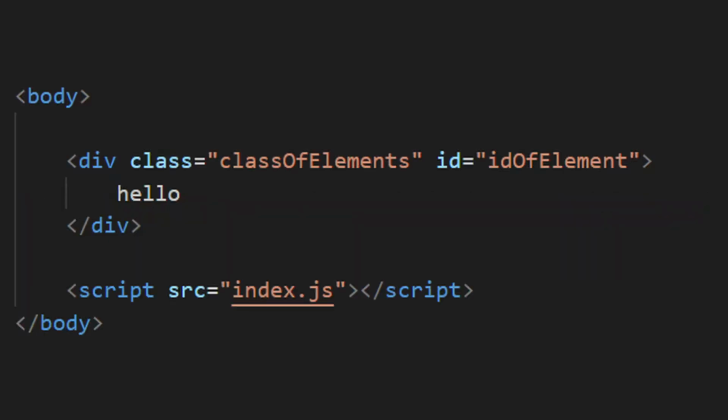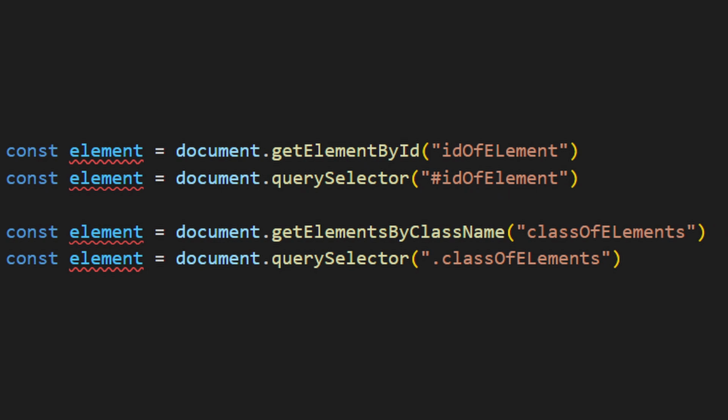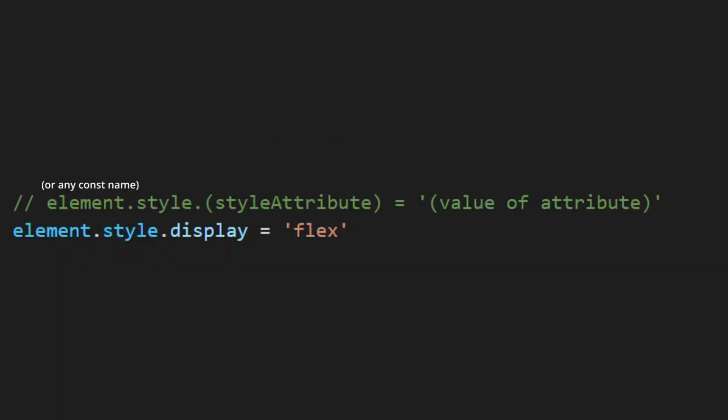We do this to get the elements from the HTML, then we can do JavaScript to it. Without doing this, the JavaScript will not know what the elements we are updating are. This constant will then be used to add styling attributes to the element. The common way to do so is element.style.styleAttribute = value of the attribute. For example, element.style.display = 'flex' if you want display flex for the element.